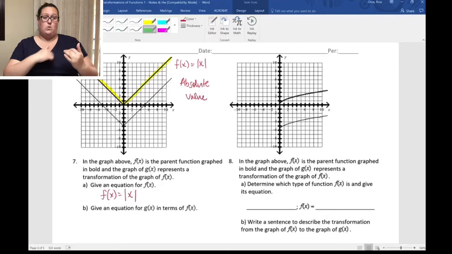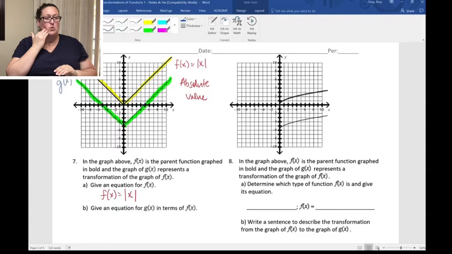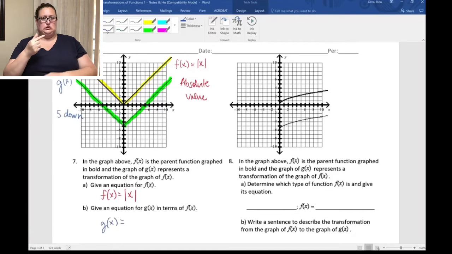Now we have g(x), which is the translation. We know that the graph translated 5 units down. In other words, we know that the graph moved 5 units down. With that in mind, the equation of g(x) is g(x) = |x| - 5. Let's look at problem 8.